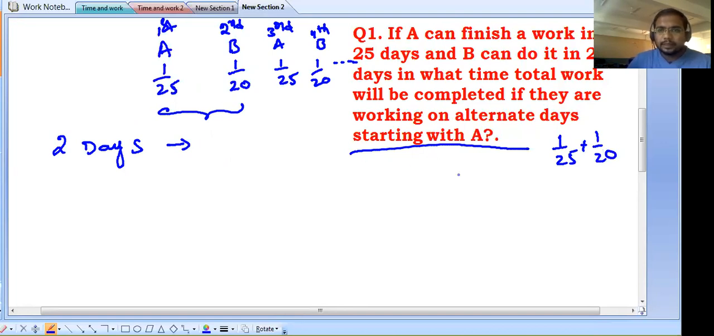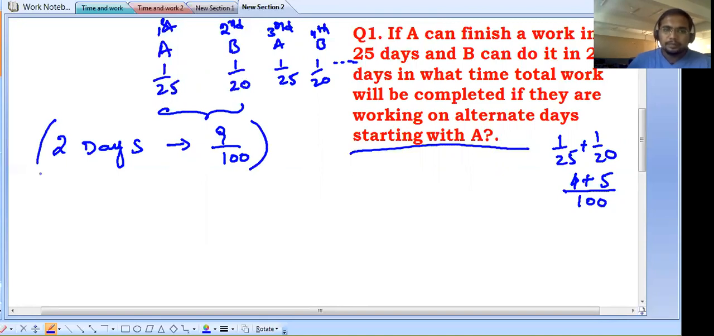That means LCM is 100 here. 4 times, 5 times. That is 9 by 100. That means in 2 days, 9 by 100 of the work will be completed. But here you require one whole work to be completed.